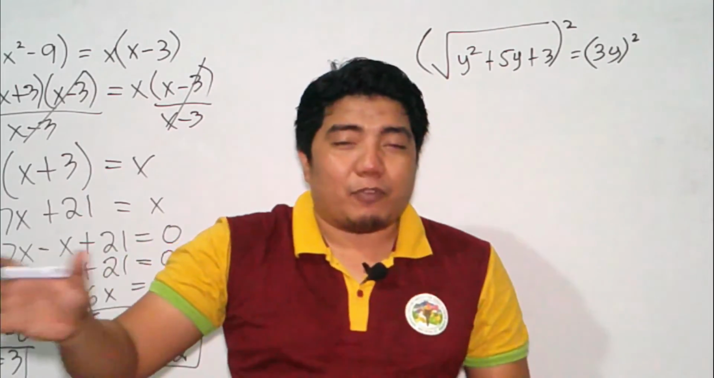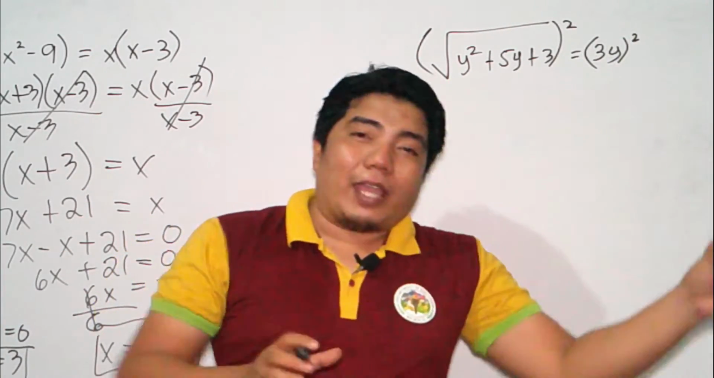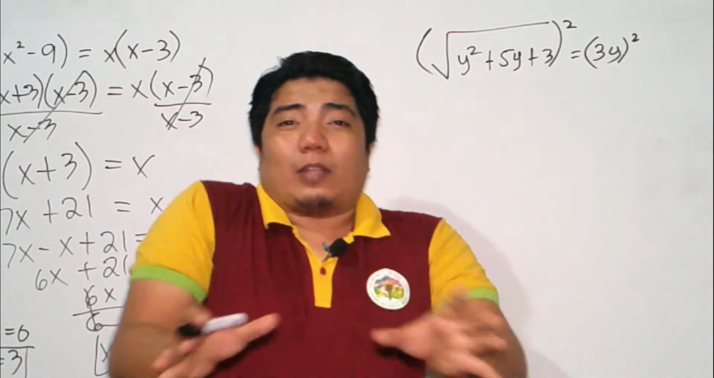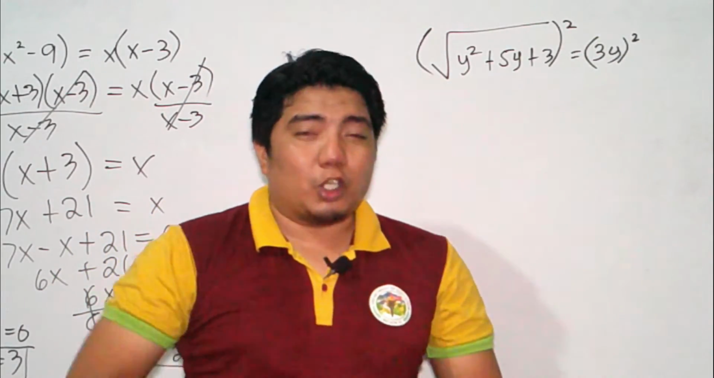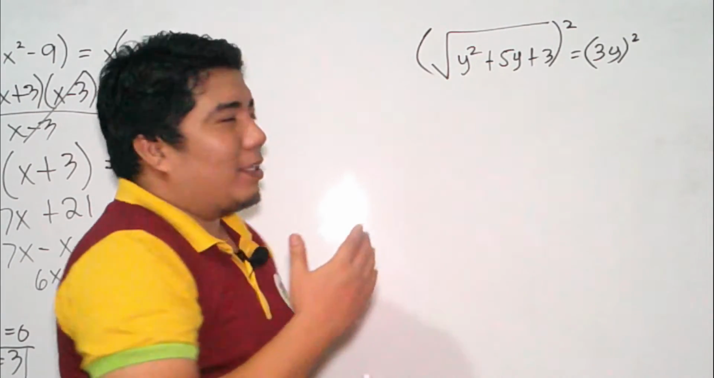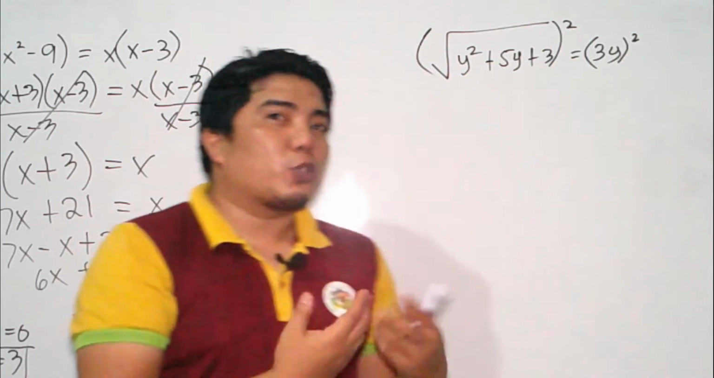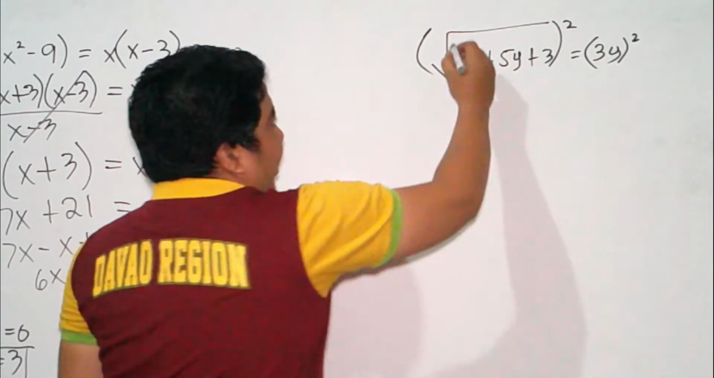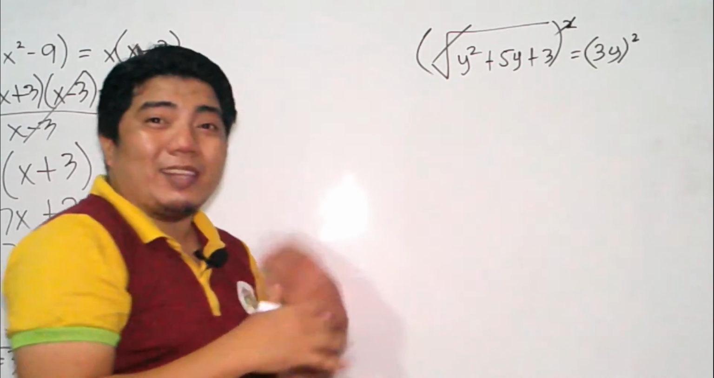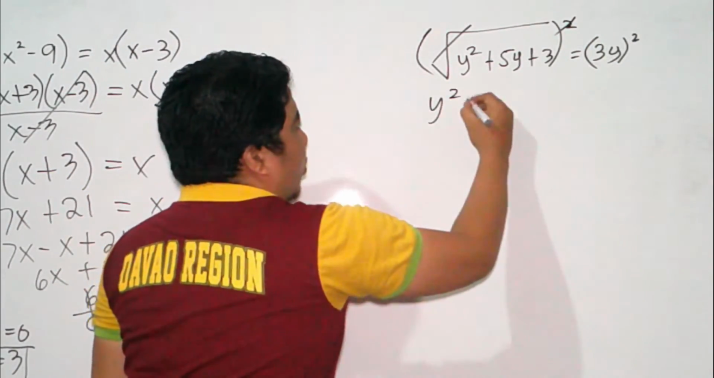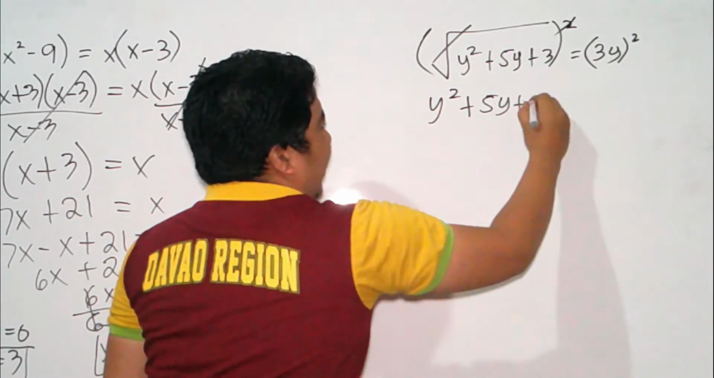What you do on the left, you do on the right. What you do on the right, you do on the left. Okay? That is one thing in mathematics that we can be proud of, that everything should be reasonable. Now, by doing the power of 2 or the squared power in our square root, that will eliminate them with each other. They will nullify each other, leaving us y squared plus 5y plus 3.